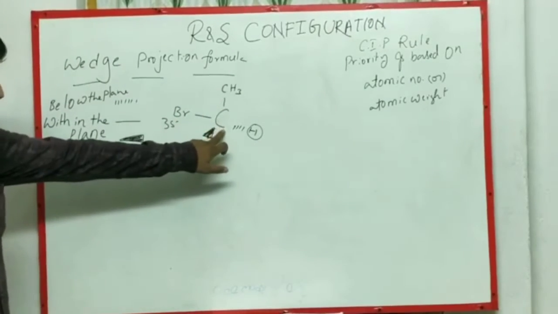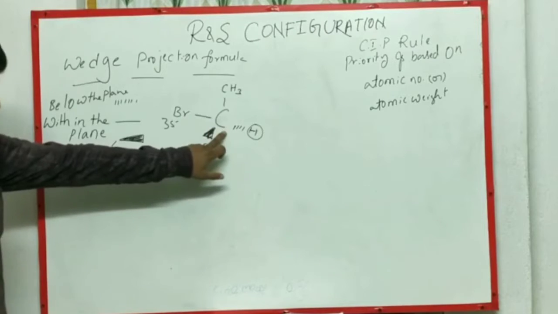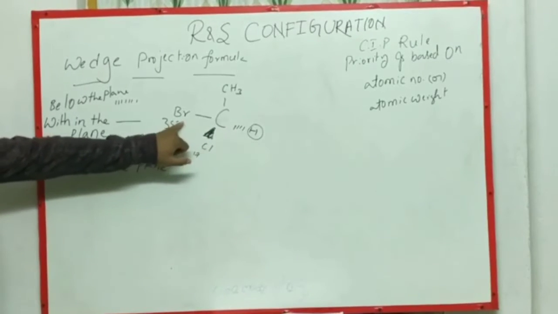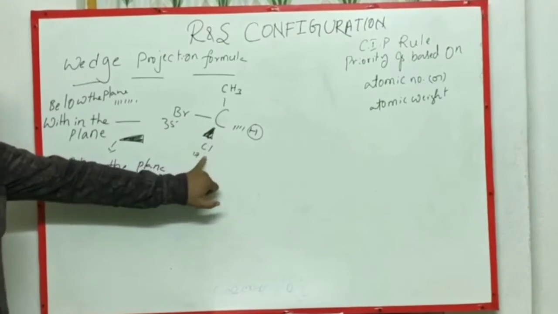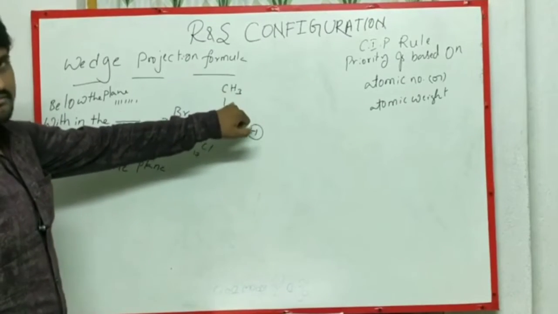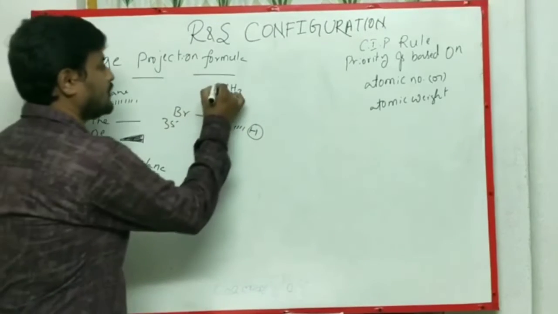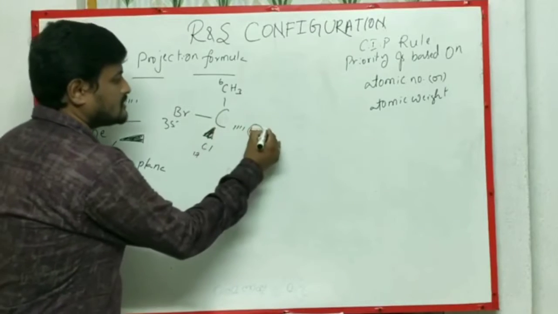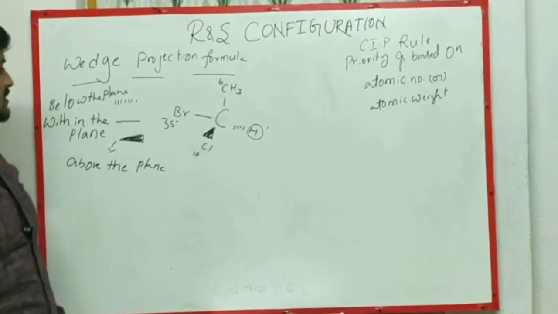Okay. Here the carbon atom is directly attached with bromine. Here the carbon atom is directly attached with chlorine. Bromine atomic number is 35. Chlorine atomic number is 17. Here the directly attached atom is carbon, but not hydrogen. The atomic number of carbon is 6. Here hydrogen is 1.